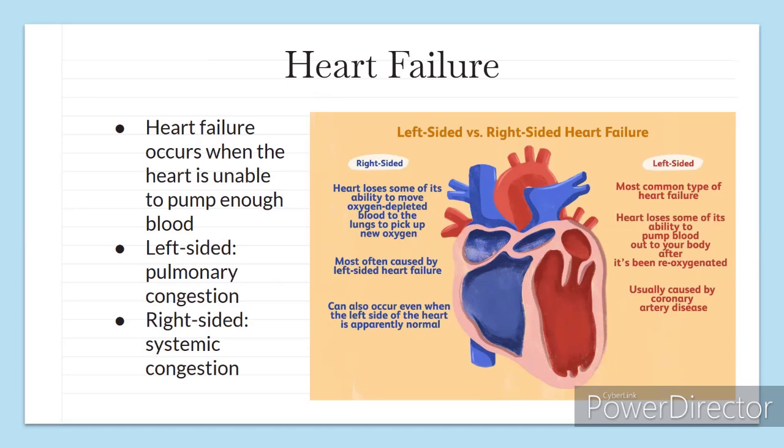So next, right-sided heart failure occurs when the right ventricle fails to pump blood efficiently, which leads to a backup of blood in systemic circulation, resulting in an inability to pump blood to the lungs. Symptoms of right-sided heart failure include peripheral edema. So if there's swelling in the ankles, feet, and sometimes the abdomen, then that would be a sign of right-sided heart failure.